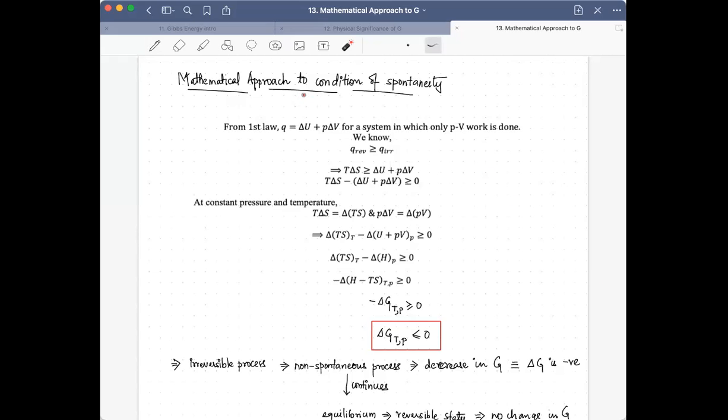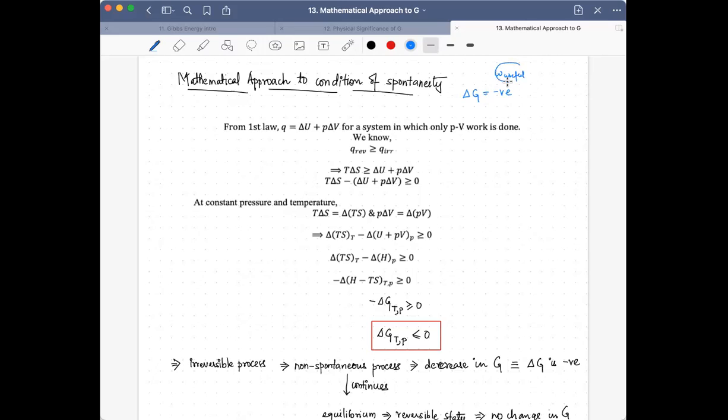Good morning. So today we are going to look into another manner in which you can derive the condition of spontaneity using the Gibbs free energy. Now, if you remember the previous video, I talked about the condition for spontaneity, and that is delta G should be a negative value. This we tried to understand in terms of the useful work that you can obtain.